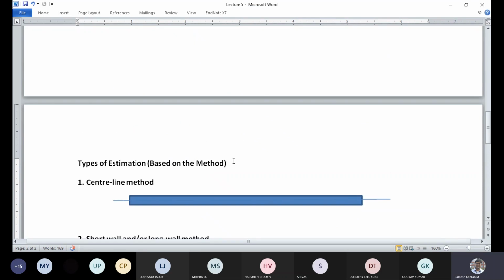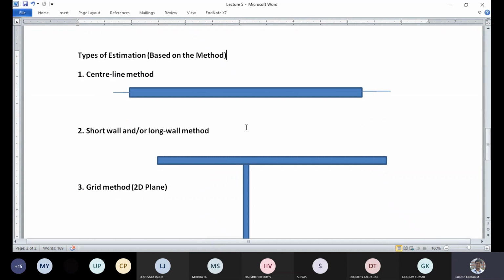The next lecture will look into construction safety and its procedures or compliances, and what happens if they are violated, right? So this comes to the end of today's lecture.